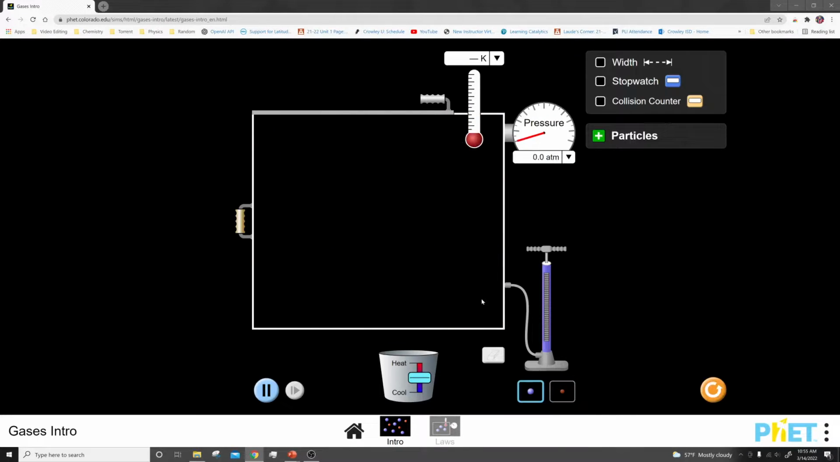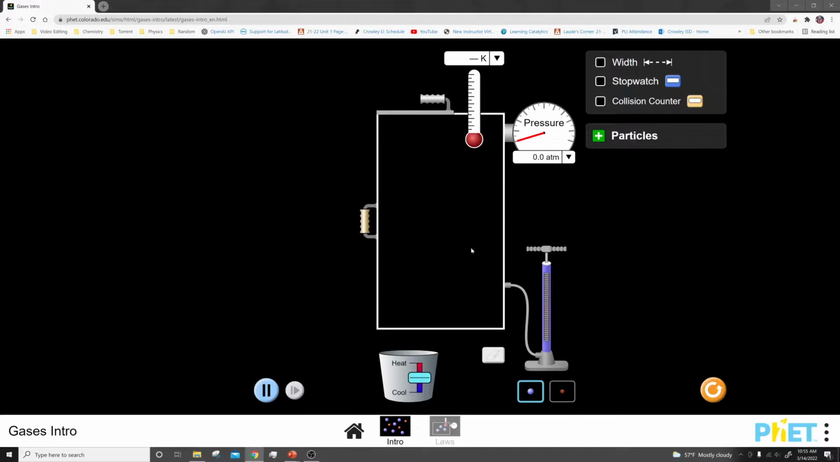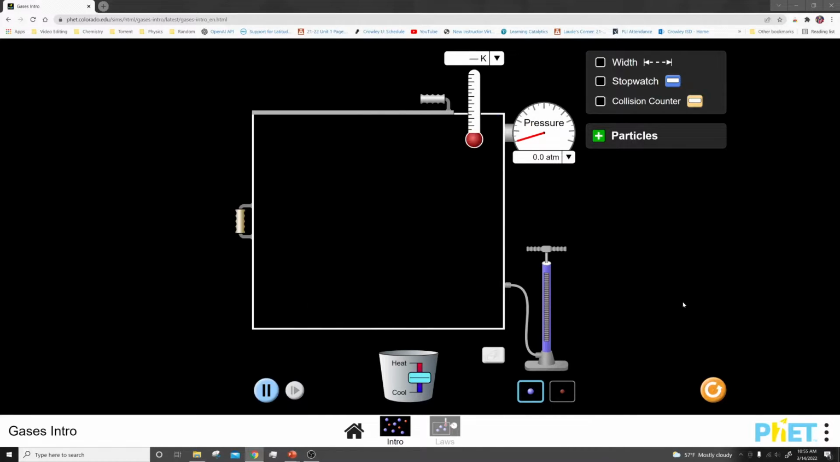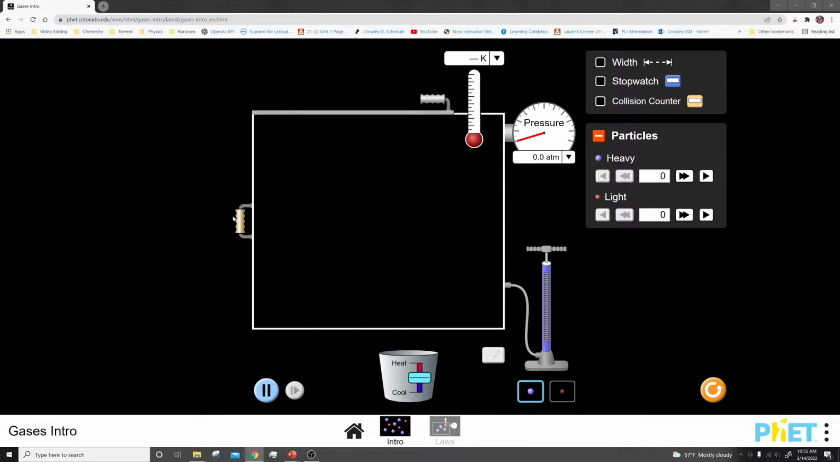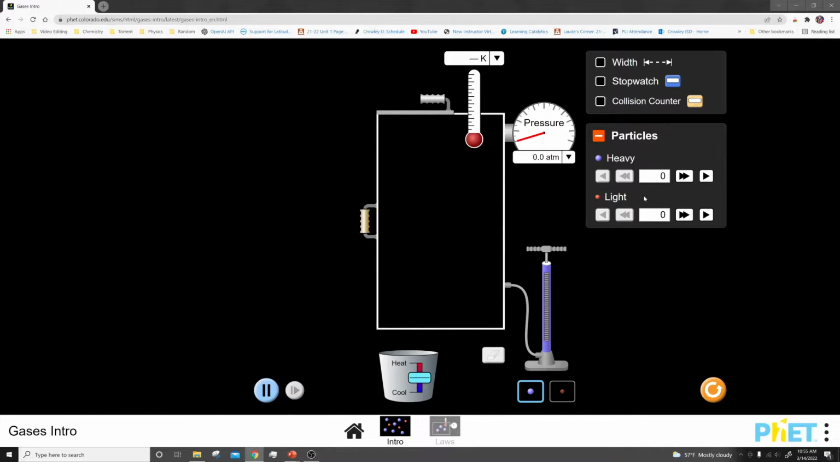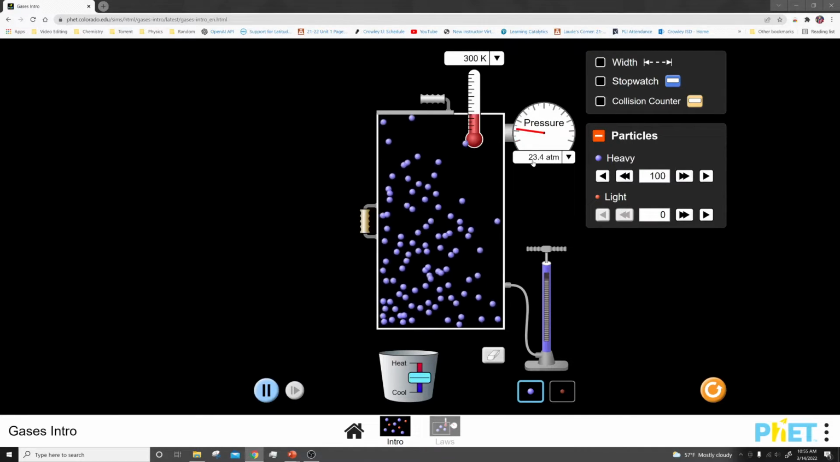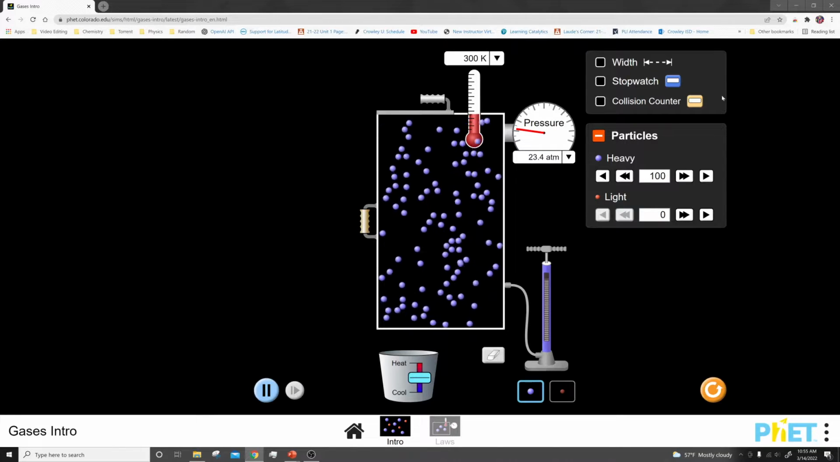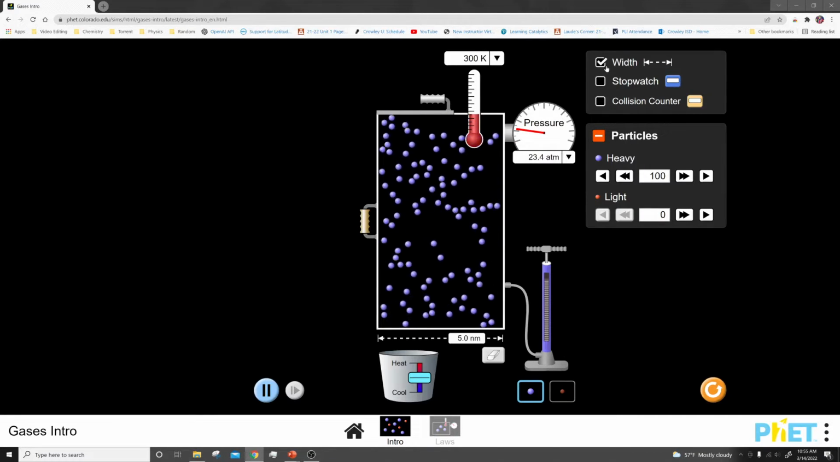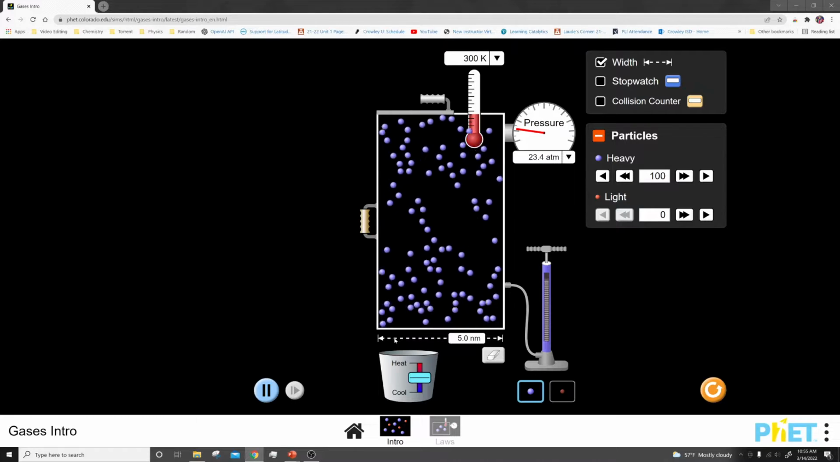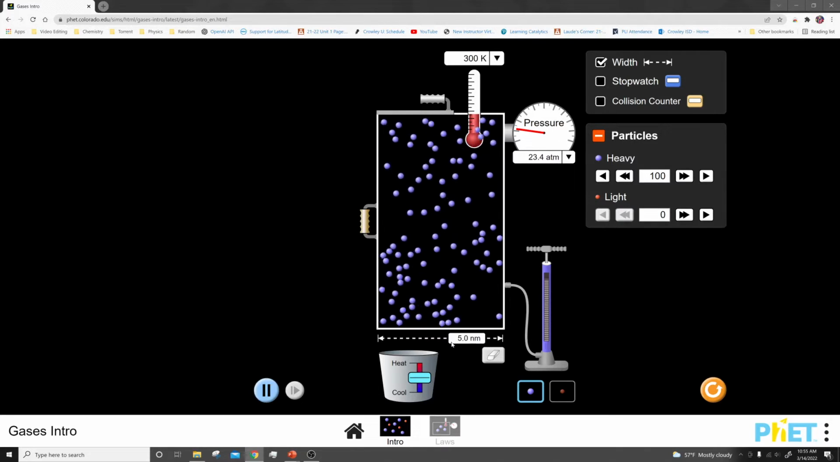So here we have the simulation. We spent a good amount of time on this simulation. So if I pump in, well, let's have an exact number. So we're going to put in particles, and we're going to use a small container. So we'll put in 100 heavy particles, and 100 heavy particles give us 23.4 atmosphere. This is with a 5 nanometer volume, so our volume here is pretty small.